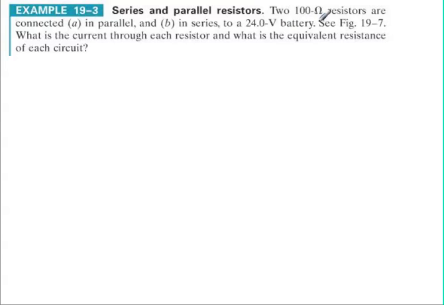So we're going to consider two 100 ohm resistors. We're going to think about them in parallel and in series. We'll go for a 24 volt battery, and we're going to ask what's the current through each resistor and what's basically the total resistance. When they say equivalent resistance, they just mean total resistance, right? So what's the total resistance of each circuit?